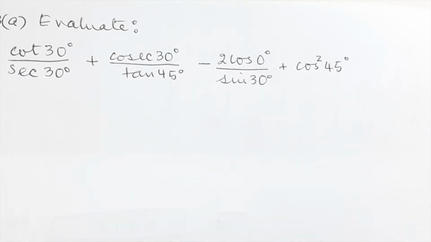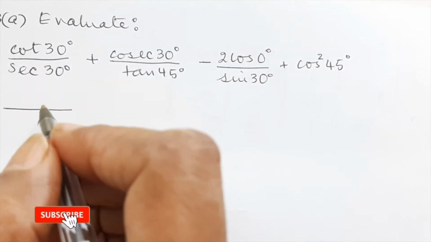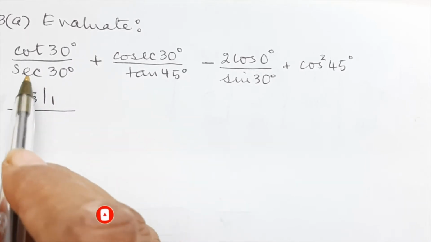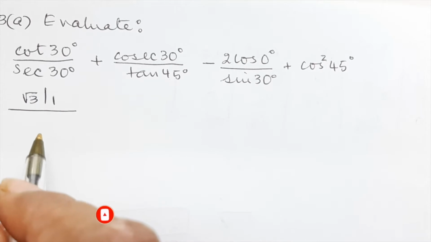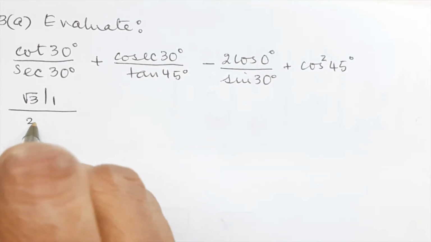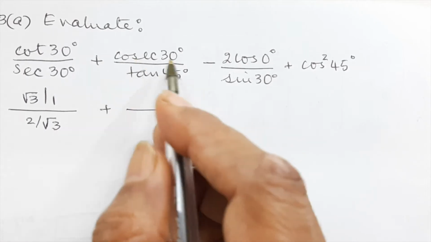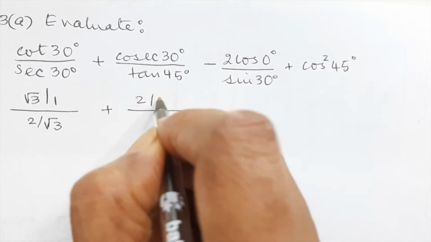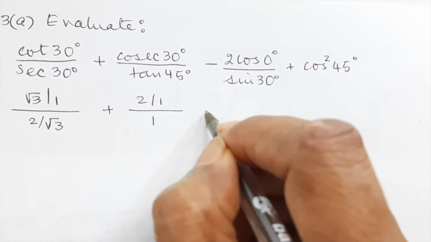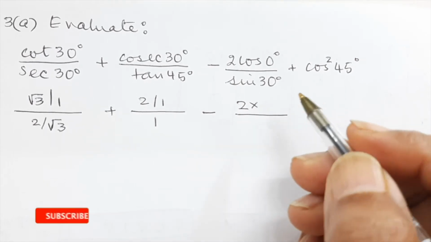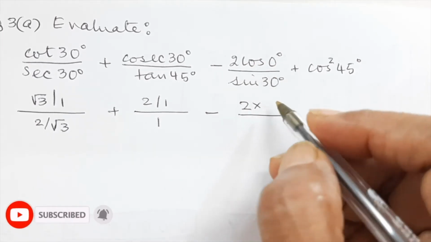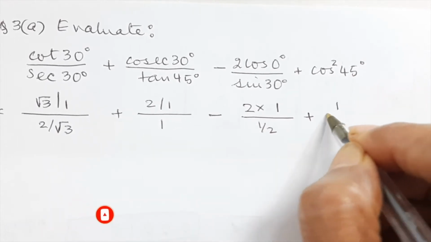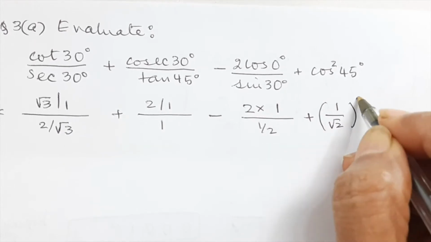Let us come to our question number 3a. Now tan 30 is 1 upon root 3, and so cot becomes root 3 upon 1. Sec is 1 upon cos. Cos 30 is root 3 upon 2, so sec becomes 2 upon root 3. Plus cosec is 1 upon sine. Sine 30 is half, so cosec becomes 2 upon 1. Tan 45 degrees is 1, minus 2 multiplied by cos 0 is 1, so 2 into 1. Sine 30 is half, plus cos square 45. Cos 45 is 1 upon root 2, and that whole square.